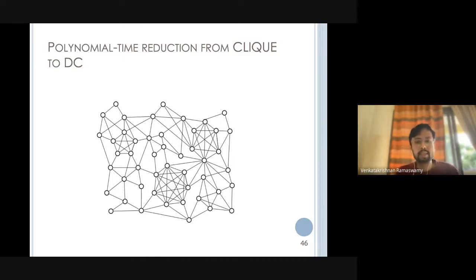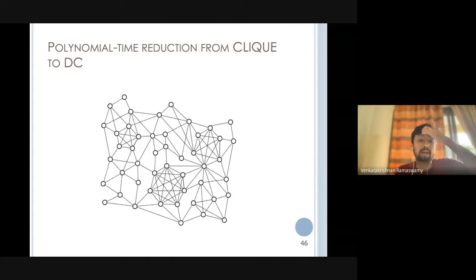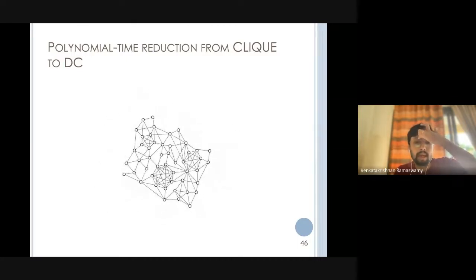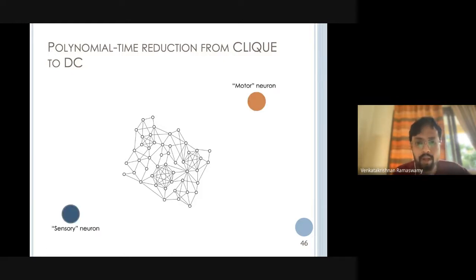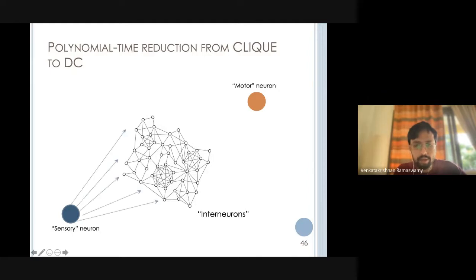So I'm going to take this undirected graph. I'm going to put in a single neuron for each vertex, and I'm going to put in bidirectional connections for each edge between these neurons. Right? I'm going to throw in what I'll call a sensory neuron and a motor neuron, in quotes. Right? And these I'll call interneurons, and so the sensory neuron will be connected to every interneuron, and each interneuron is connected to the motor neuron.